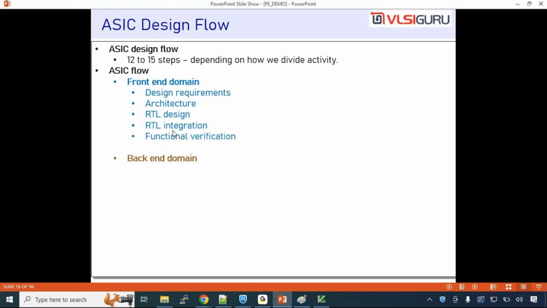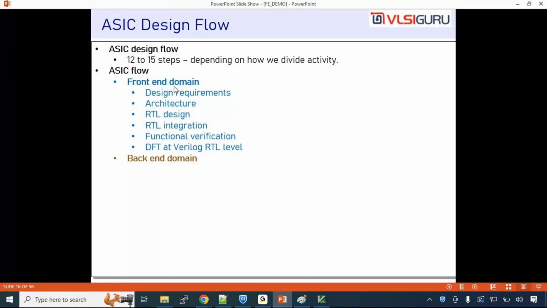Once it is done, we want to be sure that whatever Verilog coding has been done is all working fine. Once you have developed the Verilog code, you want to be sure that it is working fine, right? That process is called functional verification. Then finally you have DFT at the Verilog RTL level, design for testability. So these are the 6 steps that we call the front end domain. Then once it is done, you have the back end domain.